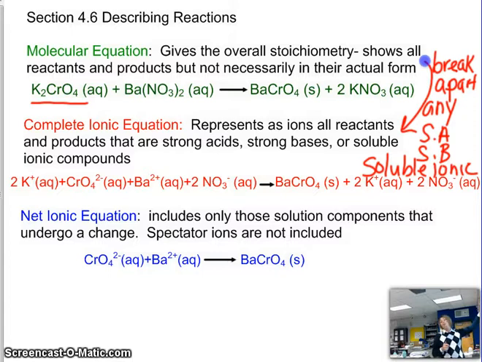Barium nitrate is also soluble because all nitrates are soluble. So we'll break that down into barium and 2 nitrate ions. Barium chromate is insoluble according to the solubility rules. Potassium nitrate is soluble, so you break that down. So in going from the molecular equation to the complete ionic equation, you break apart any strong acids, strong bases, and soluble ionic compounds. Everybody else you keep together, okay?